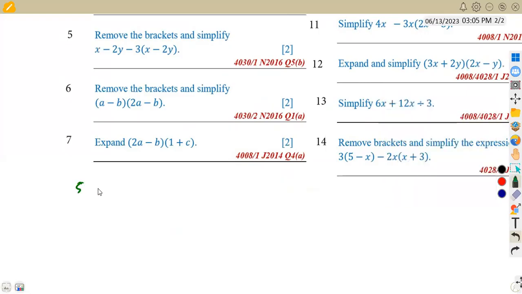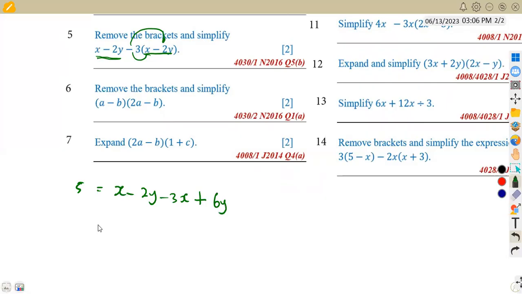So on question number 5, what we're going to simply do, the first part, we do not have brackets. We're just going to remain as it is. Then we expand with negative 3, this bracket here. So negative 3 is going to affect x, which is negative 3x. Negative 3 is going to also multiply negative 2y. So it's negative, negative, which is a positive. So 3 times 2, that will be 6y.